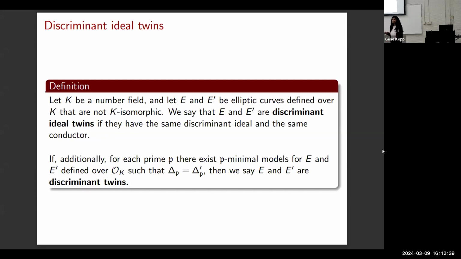And finally, we are defining what a discriminant ideal twin is. So for any number field, take E and E prime, two elliptic curves defined over the number field. We call them discriminant ideal twins if they have the same discriminant ideal and the same conductor. Okay. And we'll say that they are discriminant twins if their minimal discriminants at each prime are actually the same. Okay, then we'll say that these are discriminant twins. But we are first going to look at the classification, both at the same time. They are anyway discriminant ideal twins, right?